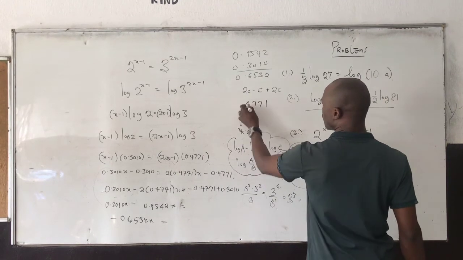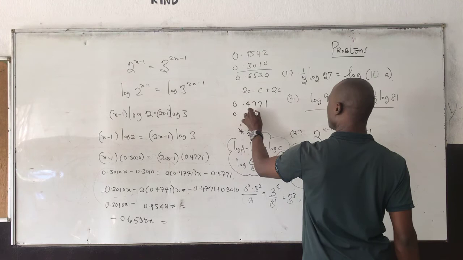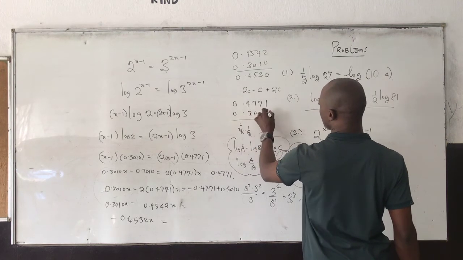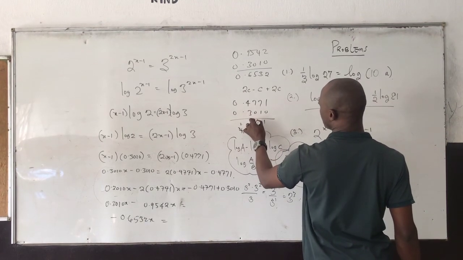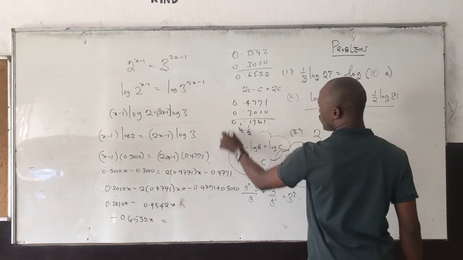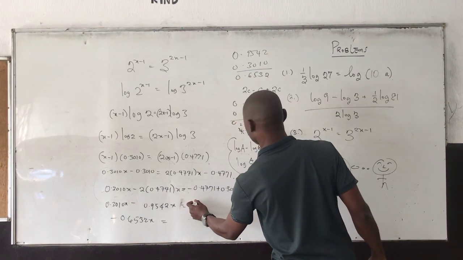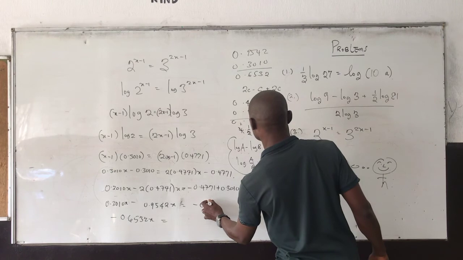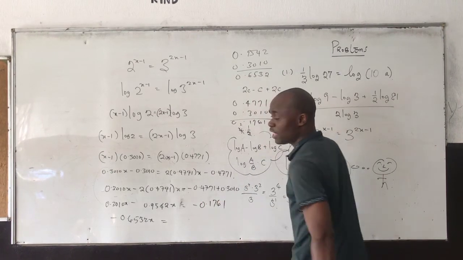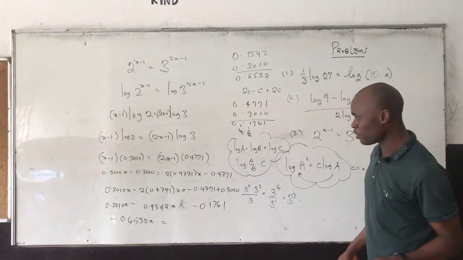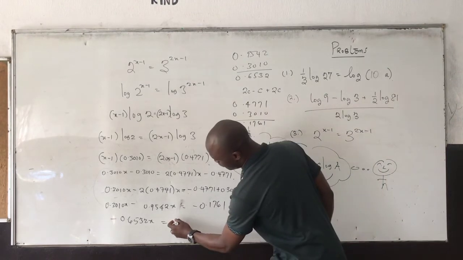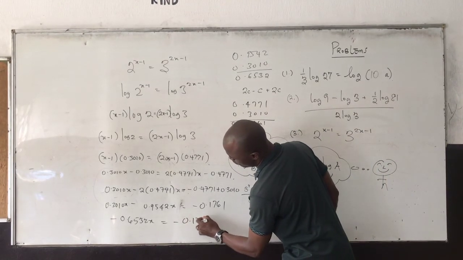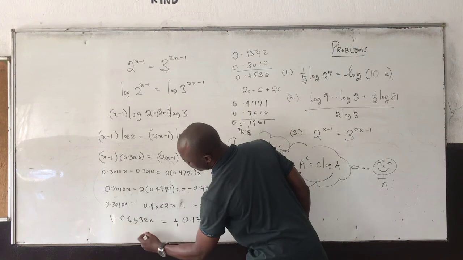so here we also have 4771, 0.3010, and that is 1, that is 6, this is 7, and this is 1. So we have here minus 0.1761. I'm sorry I'm not using the calculator. You can use the calculator and confirm all these. 1761, this cancel this, and you have your x.